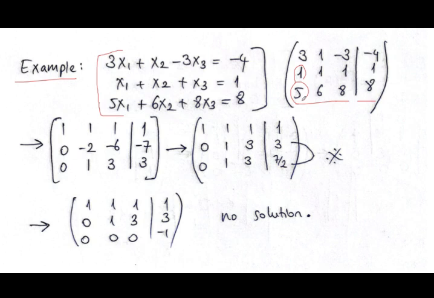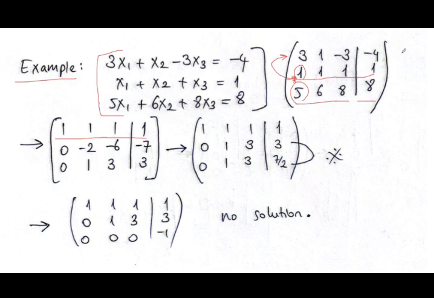So first, we can do a swap because I already have 1 here. So I want the first row to be this guy. So I take it as my first row. Then this is the first row. And then I have 3, 1, and minus 3 as my second row actually.